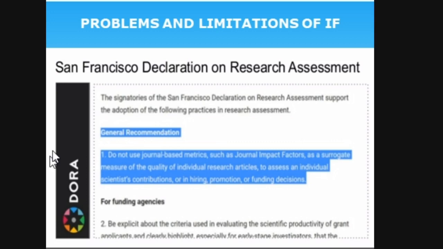So again, see, one more declaration on research assessment, by San Francisco: do not use journal-based metrics. What are journal-based metrics? Things such as impact factor, as a measure of the quality of an individual research article, to assess an individual scientist's contribution, or in hiring, promotion or funding decisions. They have clearly mentioned not to use this. Do not use impact factor to determine whether a researcher is good, or to give promotion or something like that.